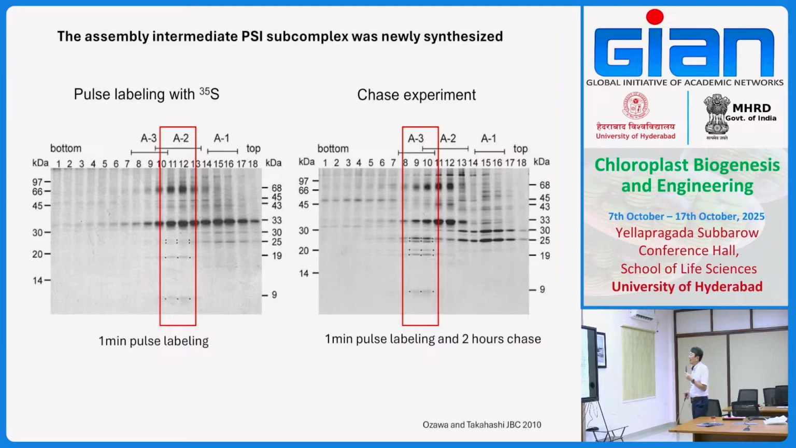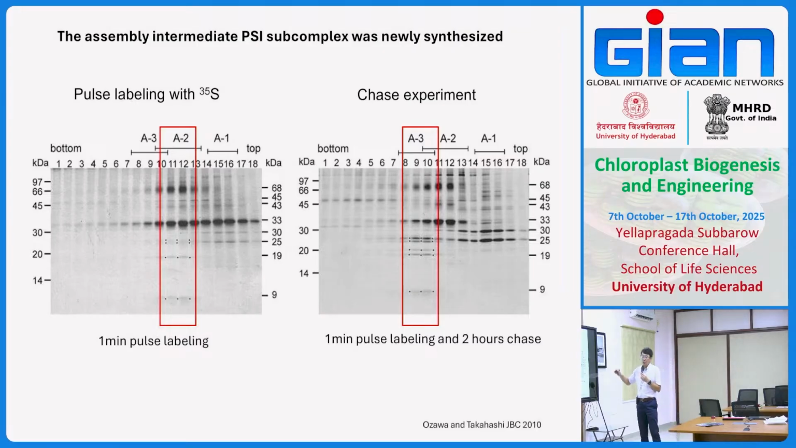We're using a radioactive isotope, S35. Usually sulfur is 32, so it's not radioactive, but S35 is radioactive, so you can detect this by contacting X-ray films with an intensifying screen. We can detect the signal.